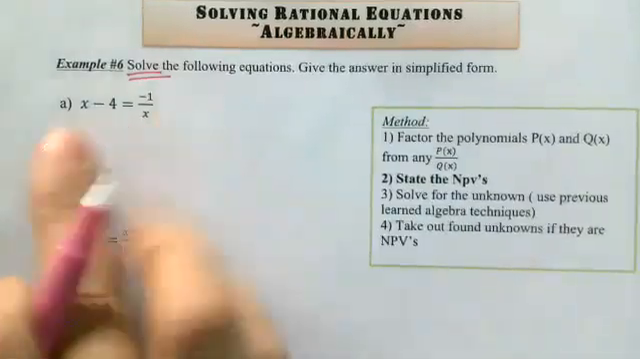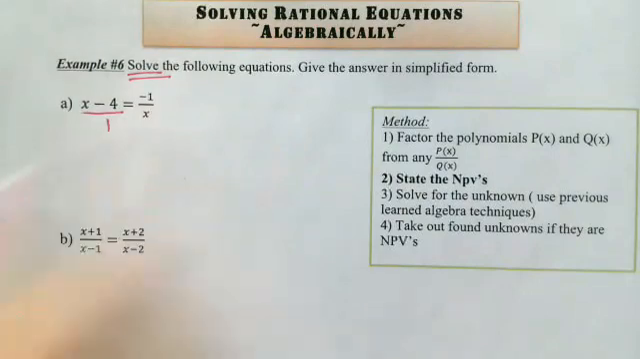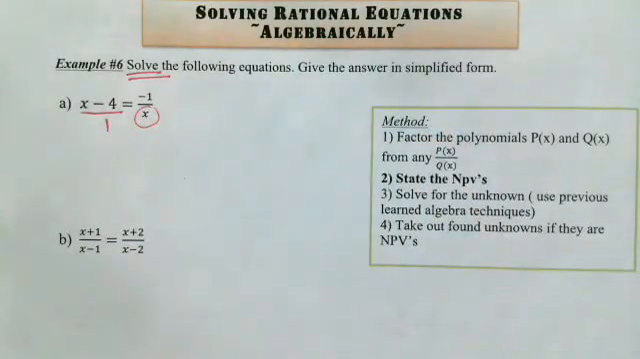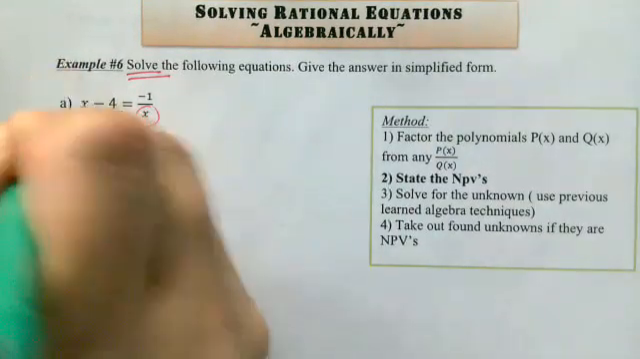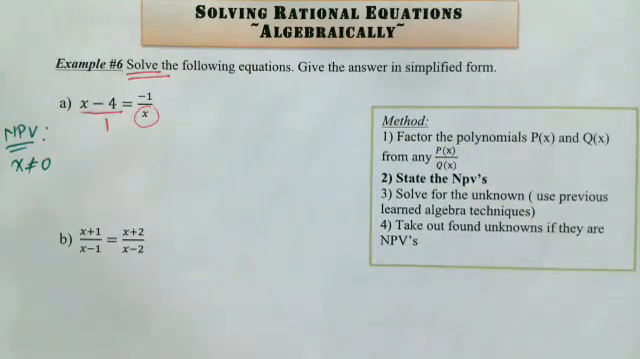I have just an expression here as x minus 4. You can think about it as being over 1, just like any number you can write as a fraction by putting it over 1. So we notice that we only have an x right there in the denominator in the second fraction. So that means our NPV cannot be 0. x cannot be 0.